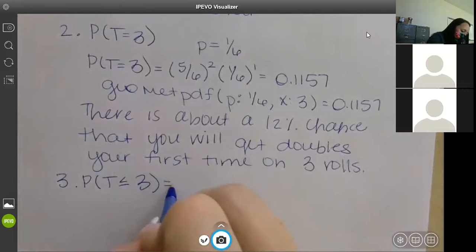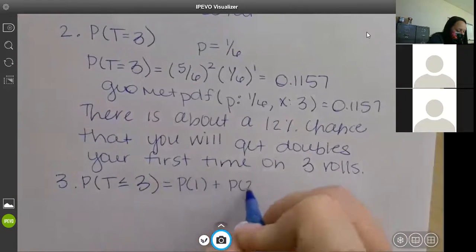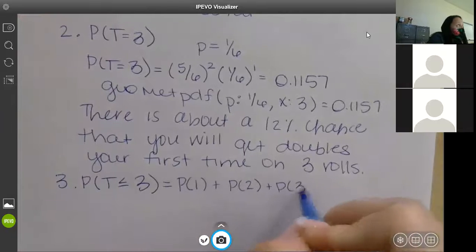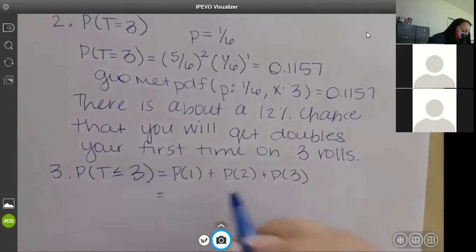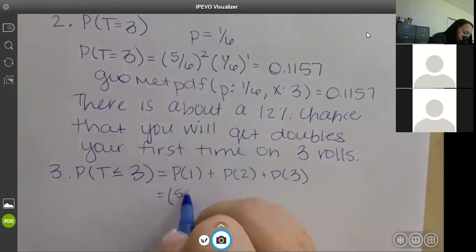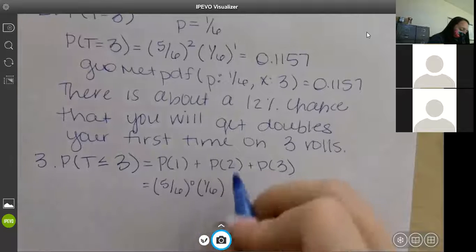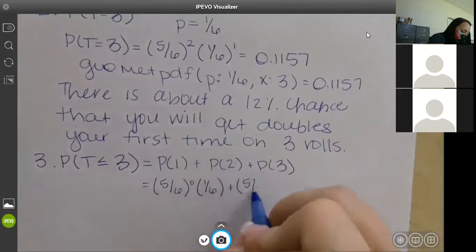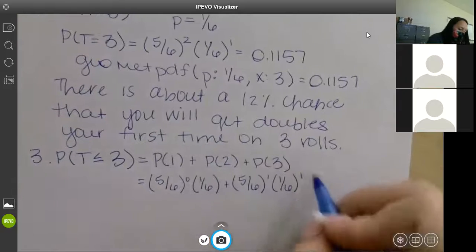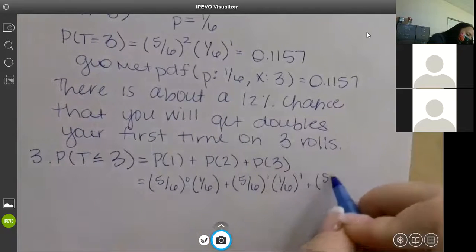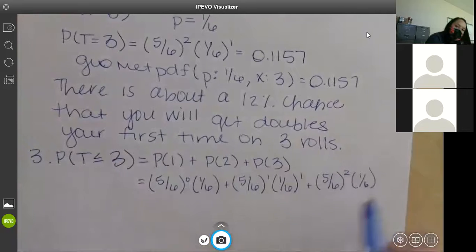To do that by hand, remember we would have to do the probability of 1, the probability of 2, and the probability of 3. 1 would be no failures and 1 success. 2 would be 1 failure, 1 success. And 3 would be 2 failures and 1 success.